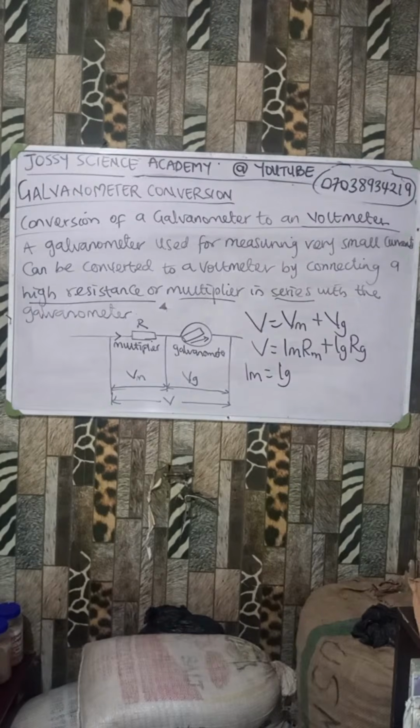You understand? All right. So in this aspect now, you'll be given the total PD across the circuit, which is across the multiplier and the galvanometer. You'll be requested to get the resistance of the multiplier, which is a high resistance value, which must be in series. So the value of the resistance of the multiplier is always very high.